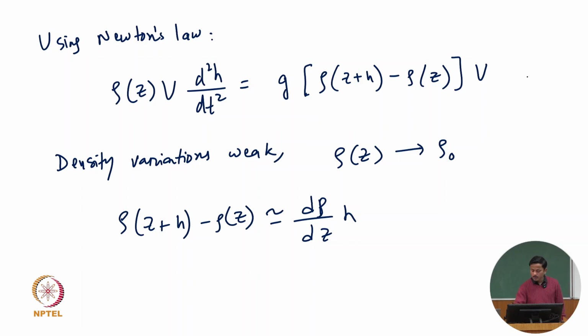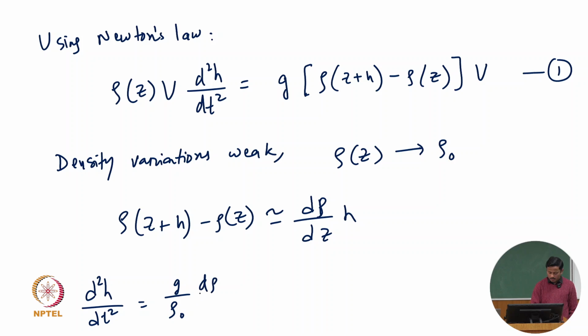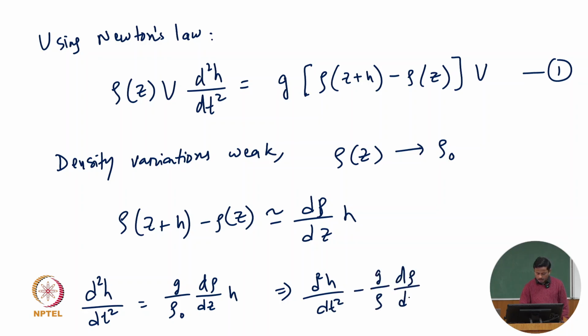So equation 1 reduces to d²h/dt² equal to g/ρ₀ times dρ/dz times h. This gives d²h/dt² minus g/ρ₀ dρ/dz times h equal to 0.